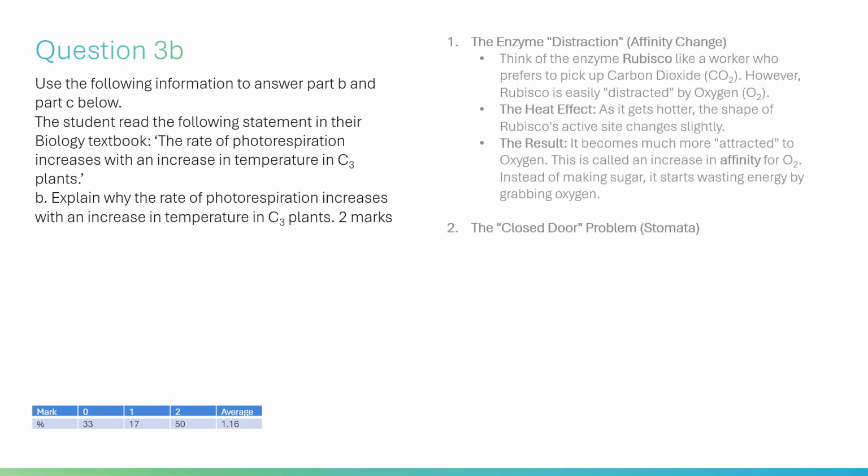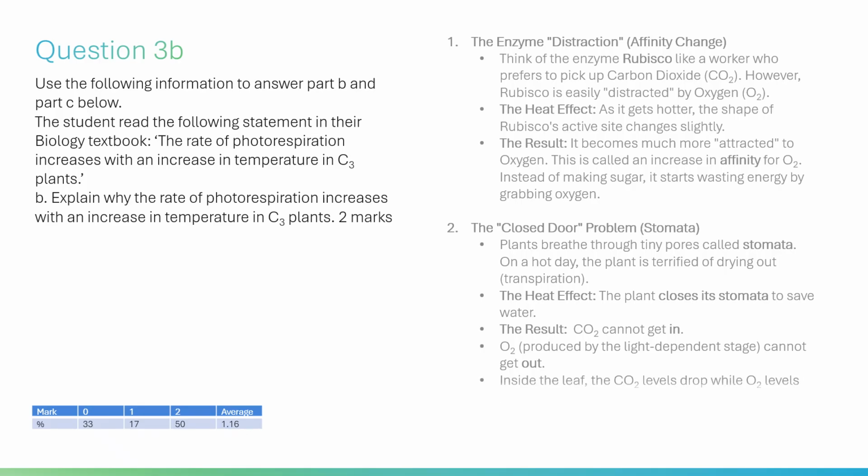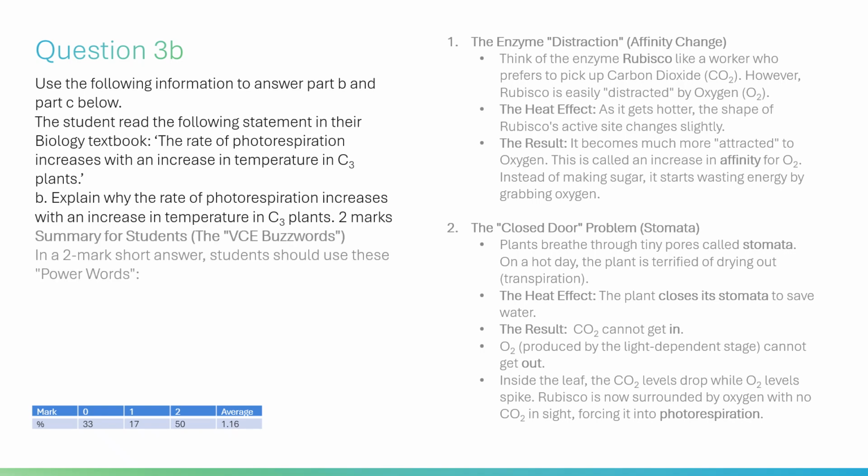Two, the closed-door problem, stomata. Plants breathe through tiny pores called stomata. On a hot day, the plant is terrified of drying out, transpiration. The heat effect: the plant closes its stomata to save water. The result: CO2 cannot get in. O2, produced by the light-dependent stage, cannot get out. Inside the leaf, the CO2 levels drop while O2 levels spike. Rubisco is now surrounded by oxygen with no CO2 in sight, forcing it into photorespiration.